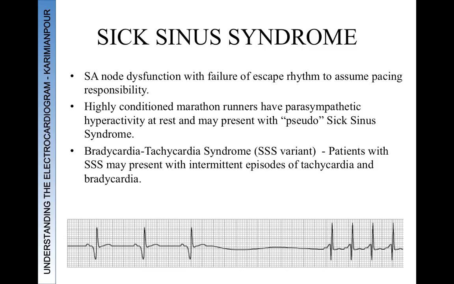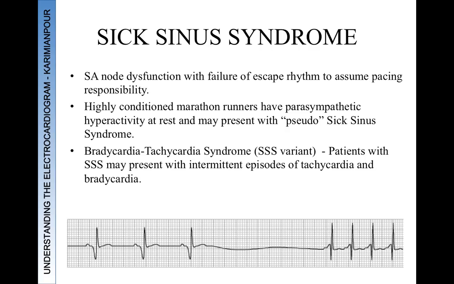Sick sinus syndrome is where the sinus node is dysfunctional and there's a failure of the escape rhythm. So the entire conduction system is essentially diseased in a way where there's a failure of the escape rhythm to assume the pacing responsibility. Highly conditioned marathon runners have parasympathetic hyperactivity at rest and may present with a pseudo-sick sinus syndrome, and their heart rates are in the 50s, and they may have what looks like a block, and that's fine, that's normal.